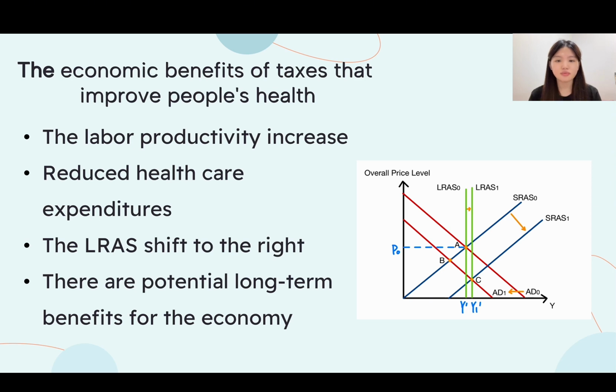Secondly, this promotes healthier lifestyles and reduces the incidence of chronic diseases, which in turn reduces healthcare spending. When people are in good health, society's labor productivity increases, so the productive capacity of the economy is increased. The aggregate supply curve shifts to the right. So this improves people's health and at the same time increases the productive capacity of the economy.